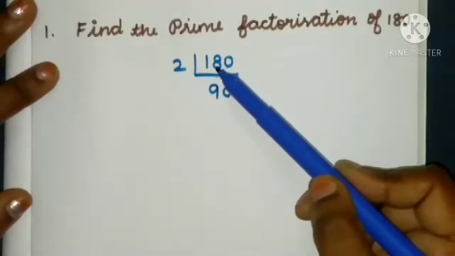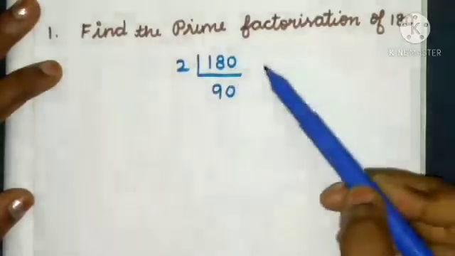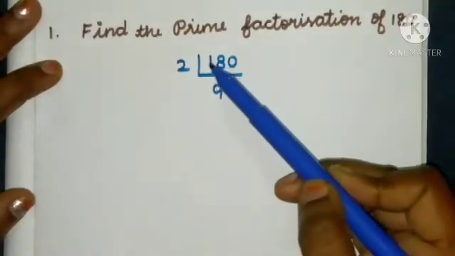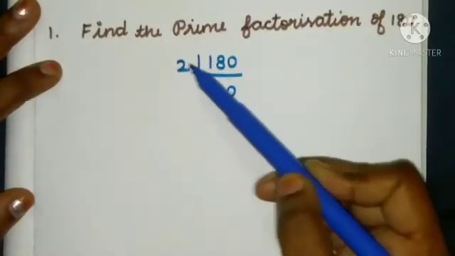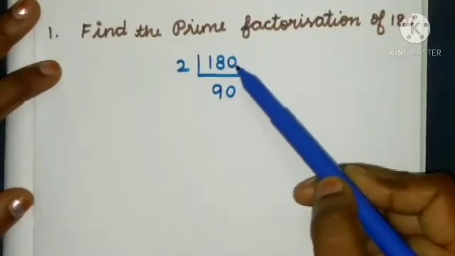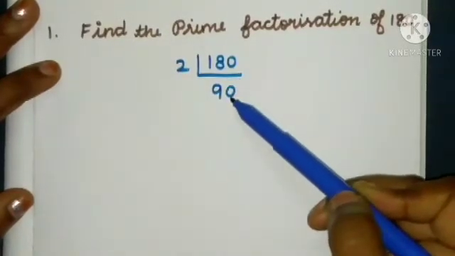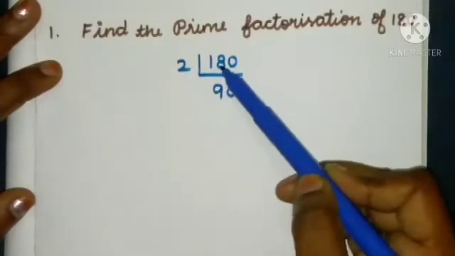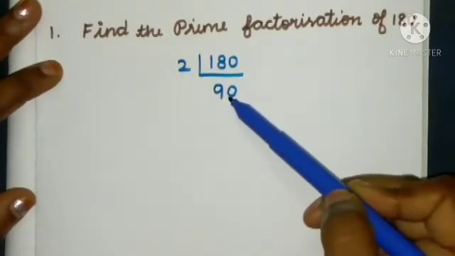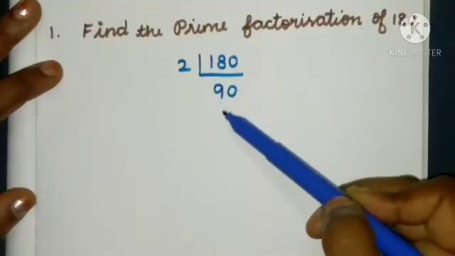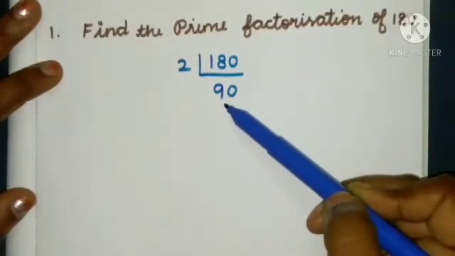We have to begin with the smallest prime number that divides 180. 180 is an even number, so definitely it is divisible by 2. 180 divided by 2 is 90. You have to write 2 on the left hand side of 180. We get the answer as 90, which we write below the dividend 180.